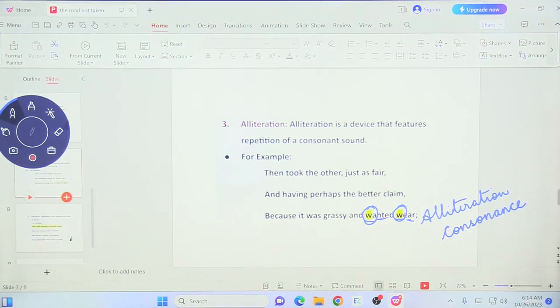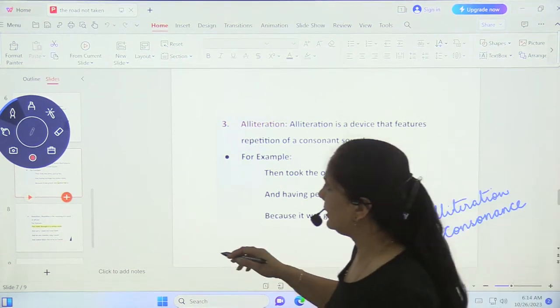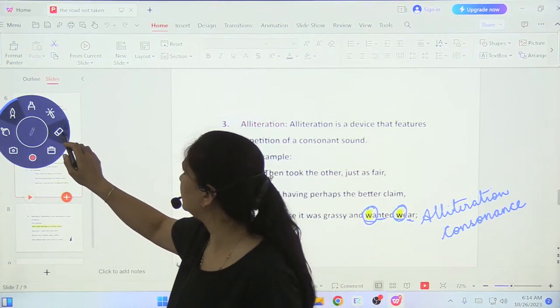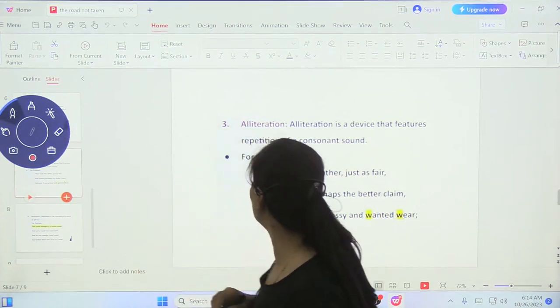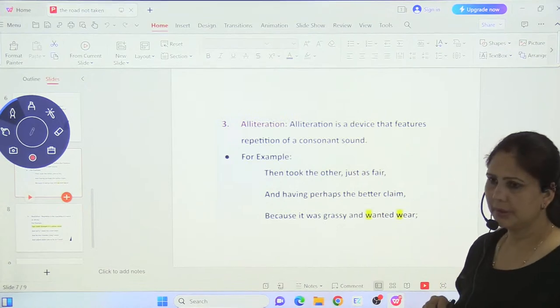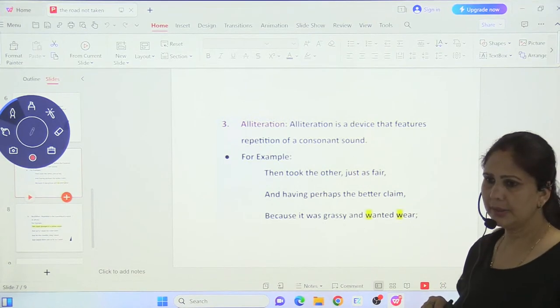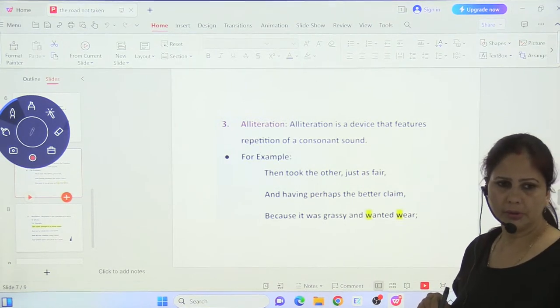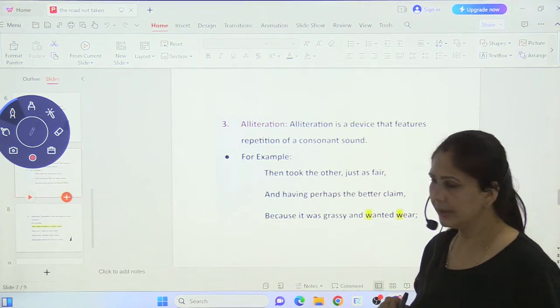If you have the book, please mark these literary devices. This is going to come in your exam. You have the book with you? Take out your books and please mark it. Shall we proceed to the next slide? You don't have a book? Next time, please bring it.